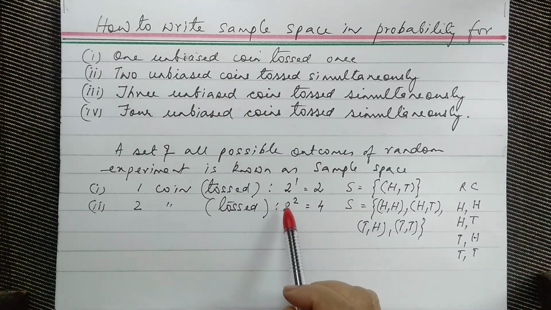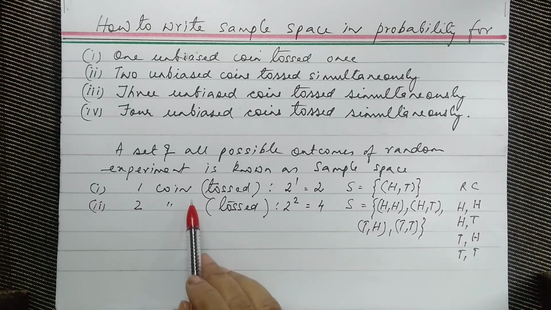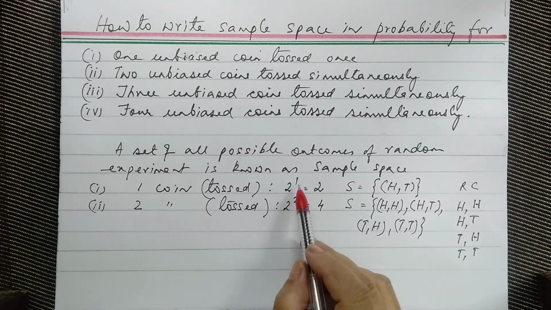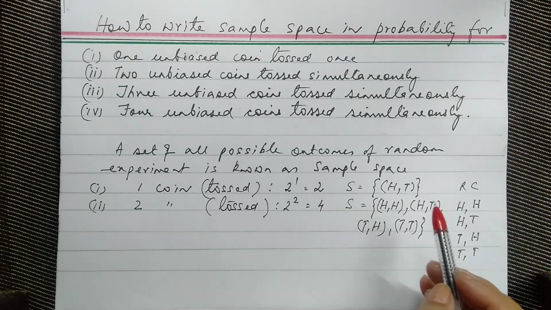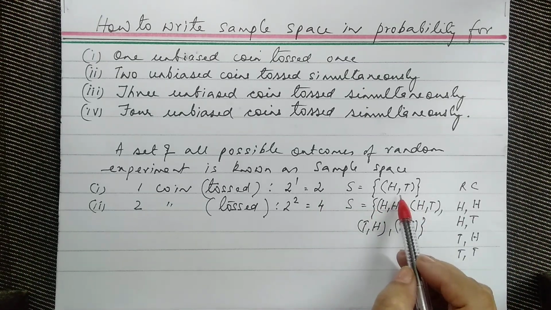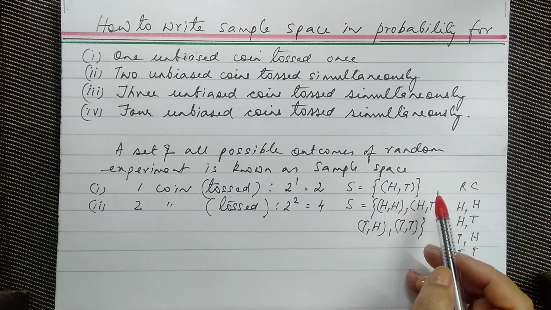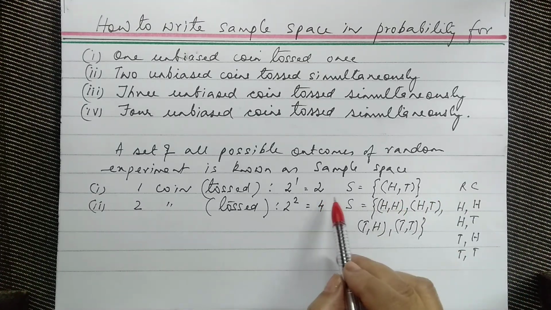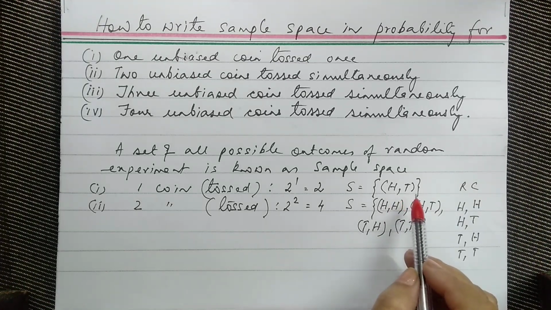To do so, we have this formula here. If there is one coin which has two options, head and tail, so one coin, 2 to the power 1, therefore we get 2, which means the elements in the sample space would be head and tail. So we'll get 2 outcomes, either a head or a tail. I hope it is clear.